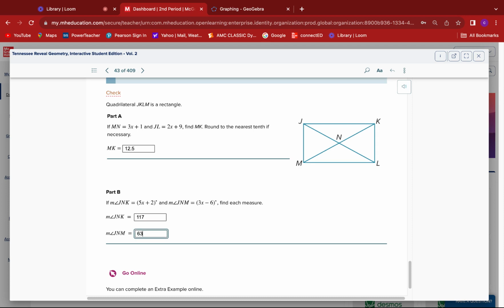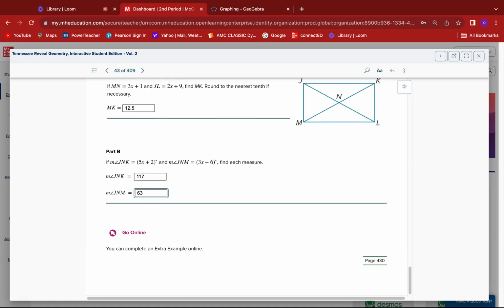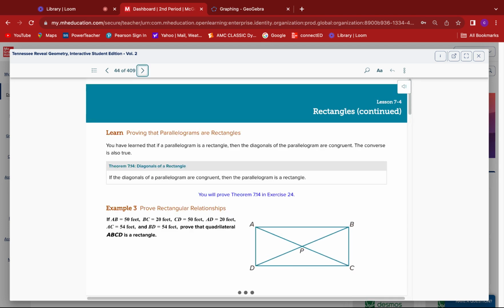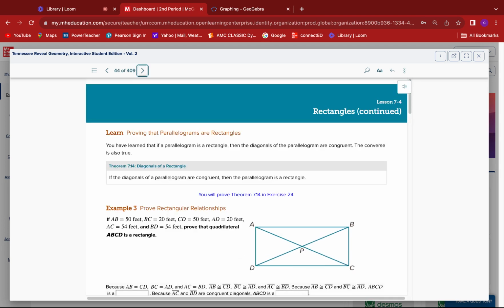If you want a good way to check, just add those together and make sure that they add up to be 180 degrees. That's a good way to check if you've done something right or wrong. And you know, I'm the first person who'll make a silly mistake. So, all right, moving on to the next page. All right, so let's see here. We got example number 3.